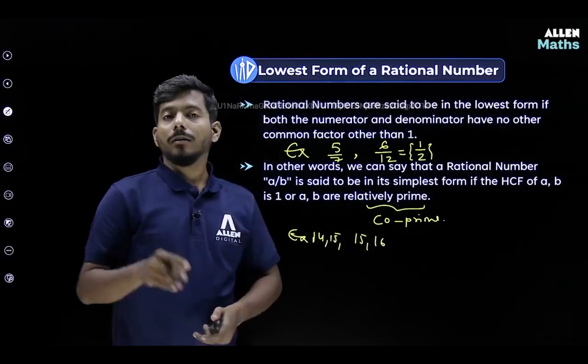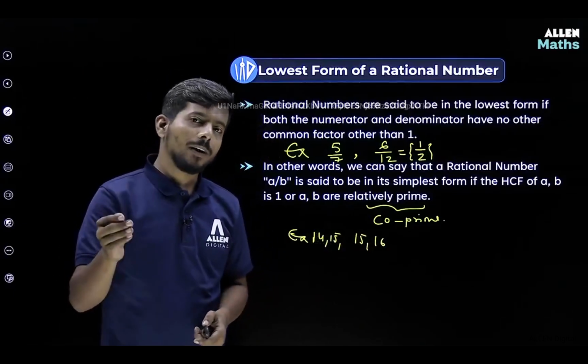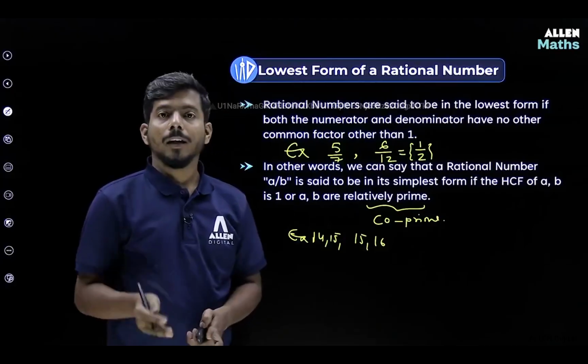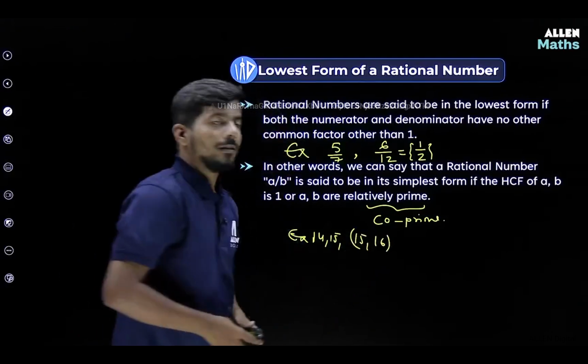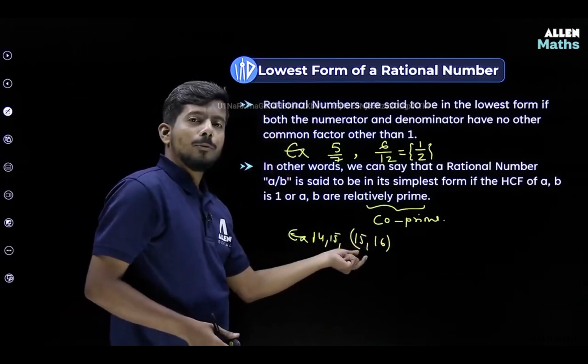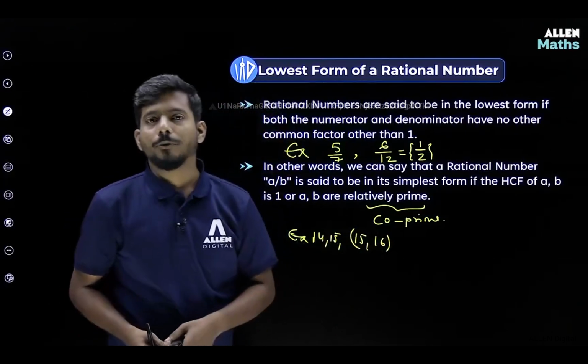See, it is not compulsory that co-primes must be prime numbers. They can be composite. Here you will see that 15 and 16 together are co-prime, and 15 is a composite number and 16 is also a composite number.